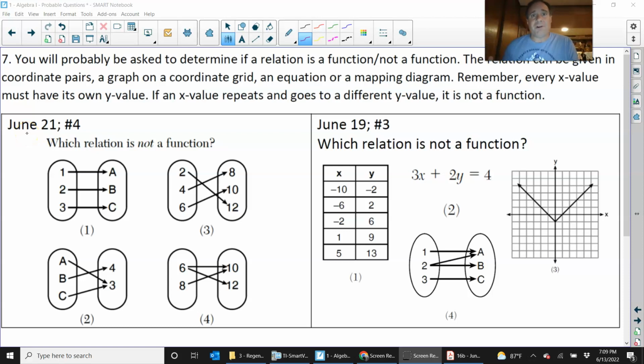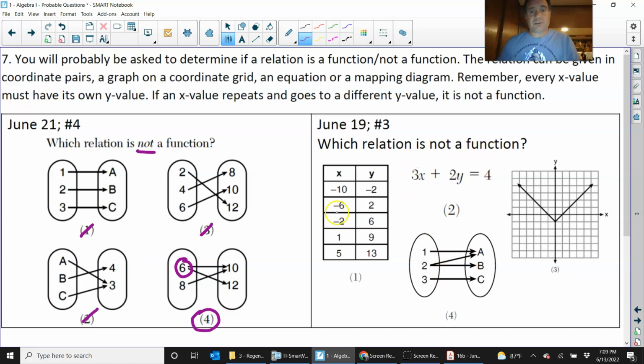June 21 Regents, number 4, perfect question. Which relation is not a function? So that means they're looking for the one that's not a function. This one is a function because every x has its own y. This one is a function because the x's don't repeat. Number 2 is a function. Every x has its own y. Do you see 6? 6 goes to 10. 6 also goes to 12. The x is repeating, going to 2 different y's. Not a function. 4 is your answer.